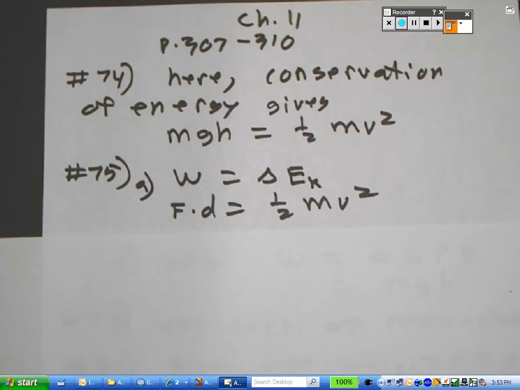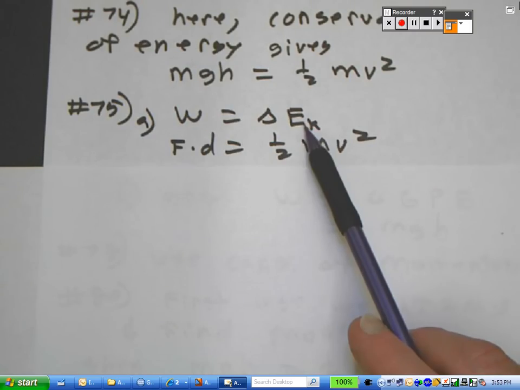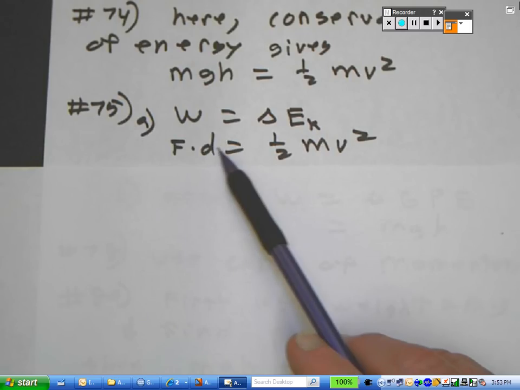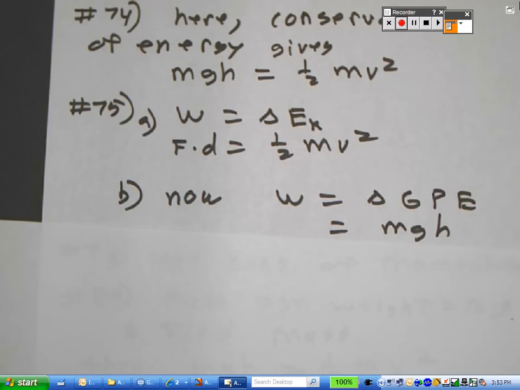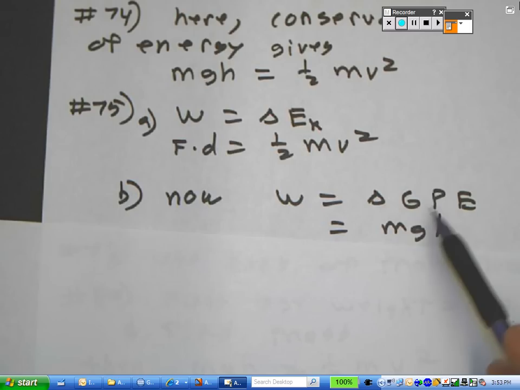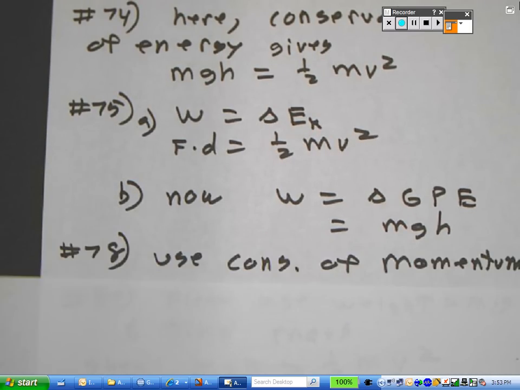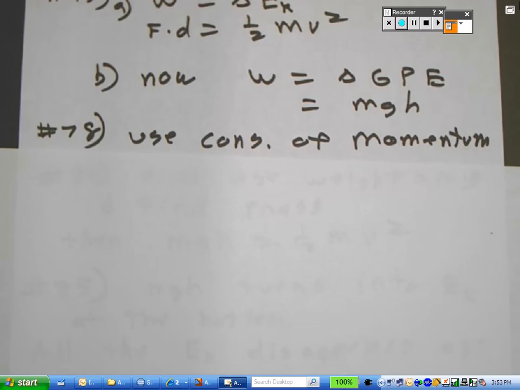For number 75a, recall, when you do work on something, it changes the energy. And if you change the kinetic energy, then all the force times distance applied is equal to the kinetic energy that you either gain or lose in a circumstance. But for part B, now the work you do, which you already figured out, is now turning into gravitational potential energy. That should help you on 75, part B. For 78, use the conservation of momentum that you learned in chapters 7 and 9.